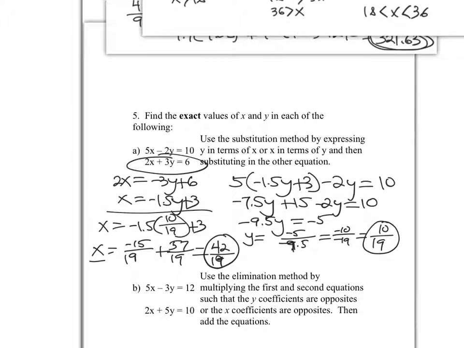And we can check and say that, let's look at 2x plus 3y. So we have 2x is 2 times 42 over 19, which would be 84 over 19, plus 3y would be 30 over 19, would give us 114 over 19, which is equal to 6. And you can check that math if you would like. Okay, so that's the substitution method, but we also have what's called the elimination method.